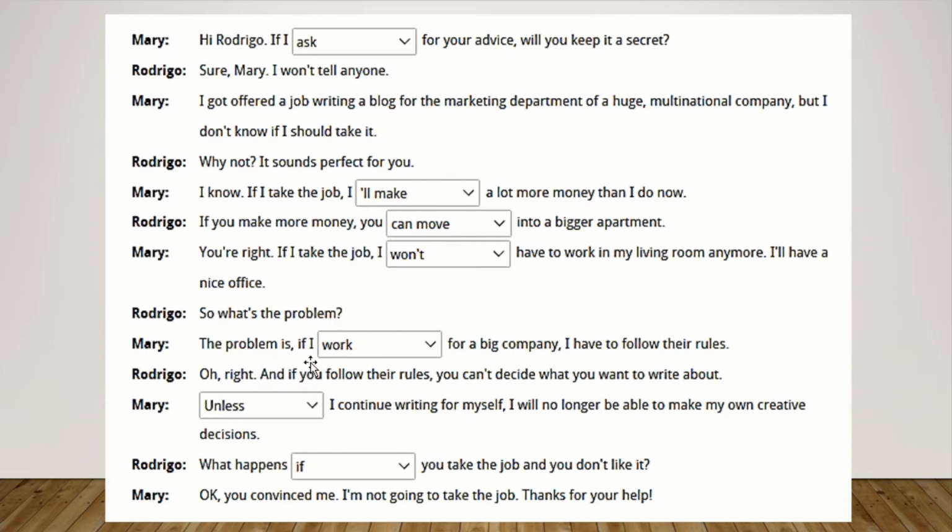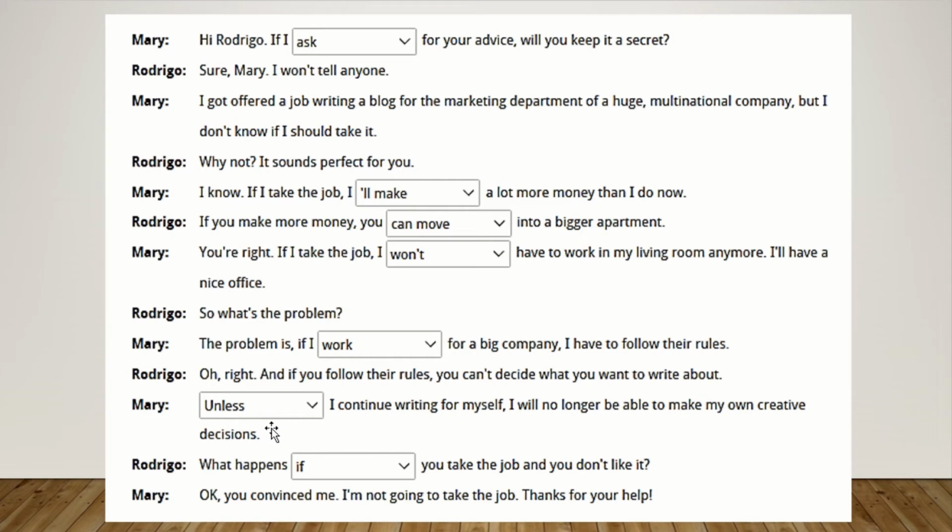Now, the problem is the if present tense, guys, right? If I work for a big company, I have to follow their rules. In this case, you have a modal, so that's why you are using the modal here. But if I work, your options were "had worked" and "have worked". Not possible in this structure, right? Present tense. Next one here you have "unless".